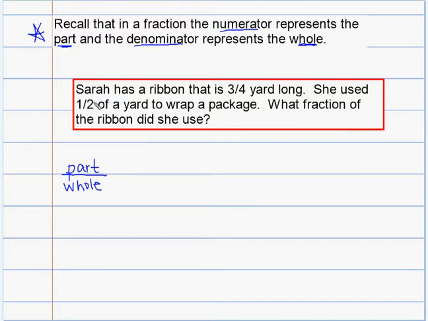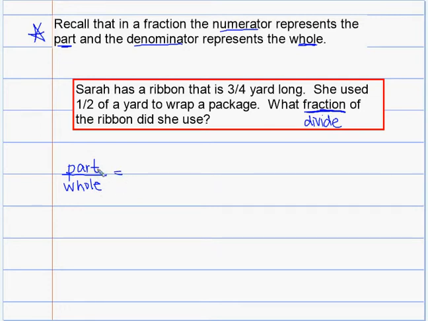So here's a story problem. Sarah has a ribbon that is 3/4 of a yard long. She used 1/2 of a yard to wrap a package. What fraction of the ribbon did she use? Okay, so here's where you have to start thinking what fraction. So we're going to divide, right? It says fraction, so we need to think division. Or we need to think what is the part and what is the whole.